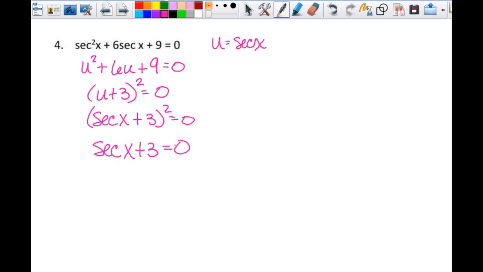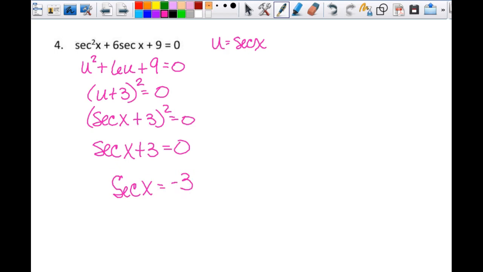Oh, I should also point out, at the beginning, I could have changed it to cosine, but that would have made things a lot yuckier, right? I wouldn't trade things out until the end unless it was something like the other one we did where we kind of needed to do it to be able to do anything with it. Okay, so just not get too weird there. So that means that secant X is equal to negative 3.